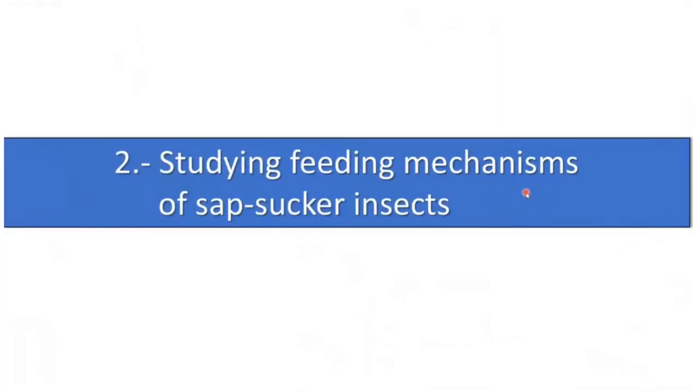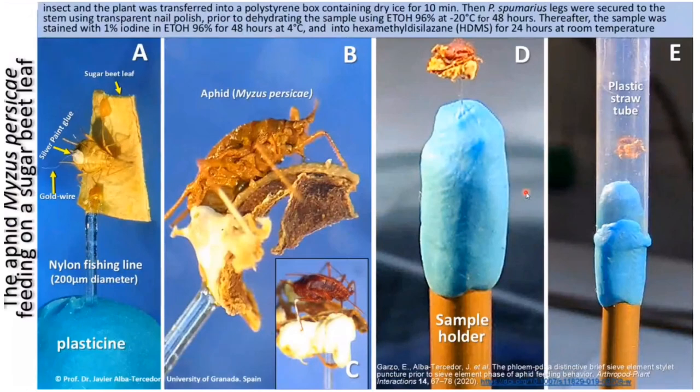We have been studying the feeding mechanism of sap-sucker insects. In collaboration with some groups here in Spain, in Madrid, we were studying how an aphid was feeding on a sugar beet leaf. They were interested in knowing if the electrical penetration graph they get when the stylets are reaching the xylem or the phloem is completely different. So they wanted to see by microtomography exactly the moment where the piercing structure reaches the xylem or phloem.